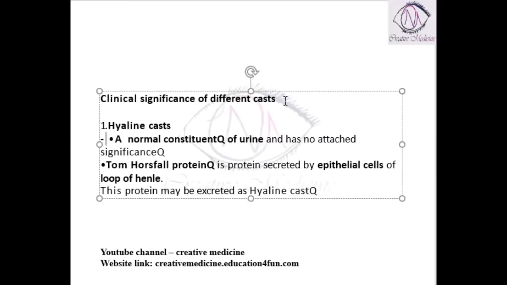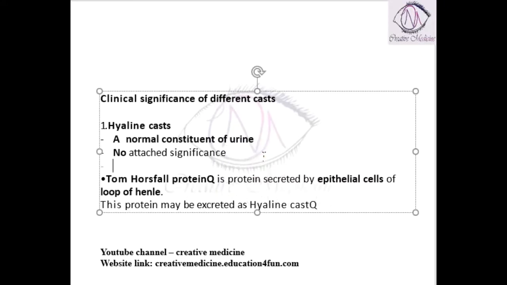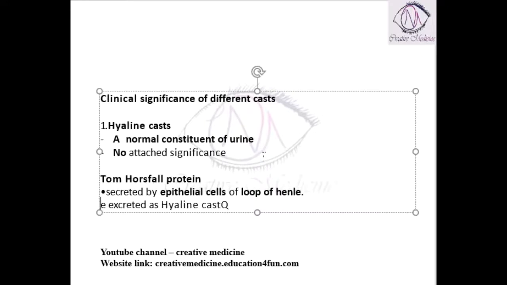Hyaline casts are normal constituents of the urine. These are present normally in the urine and have no other clinical significance. In the hyaline cast, one of the important things is the presence of Tamm-Horsfall protein. So these Tamm-Horsfall proteins are the proteins which are actually secreted by the epithelial cells of the loop of Henle, and these are excreted as hyaline casts.